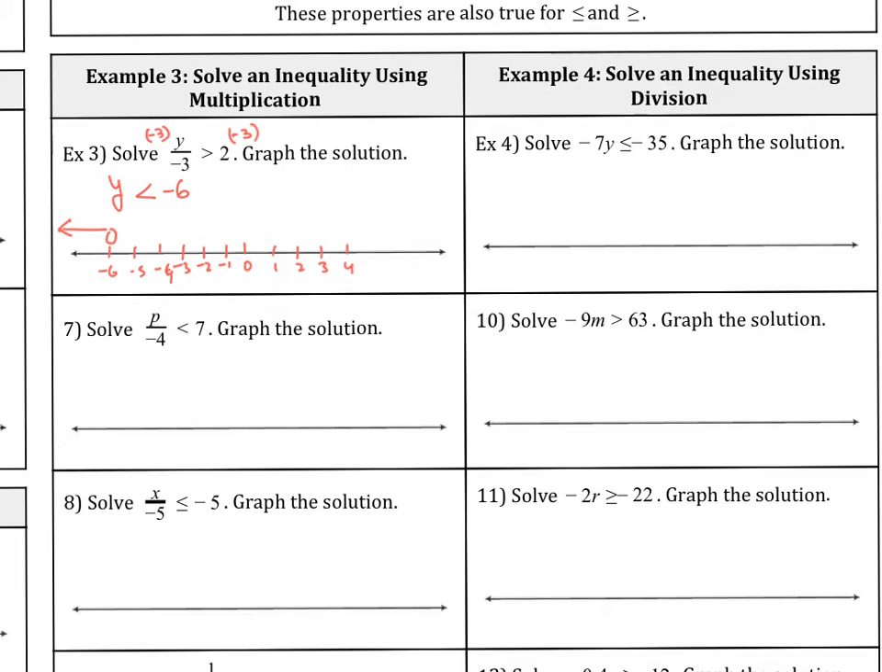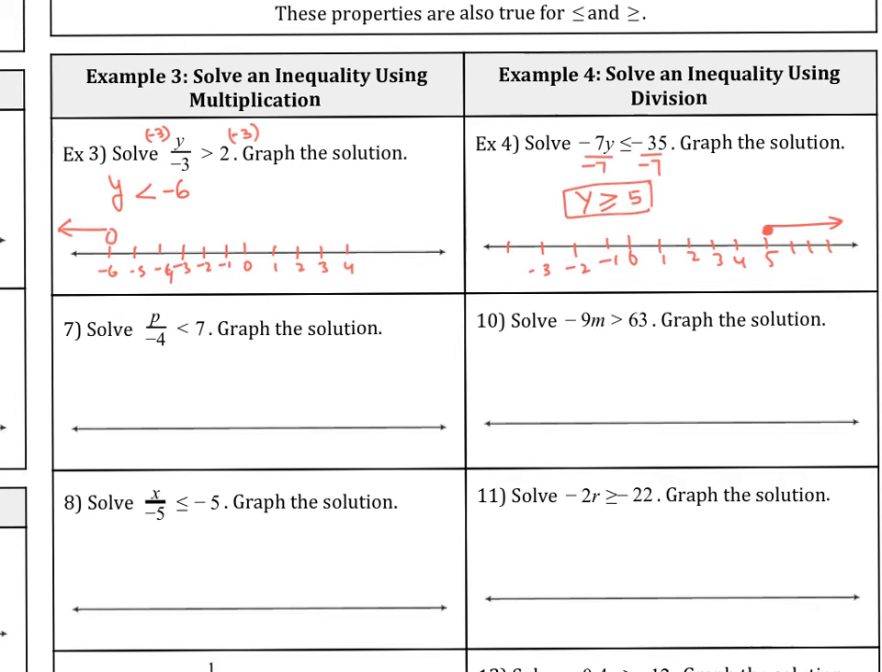To solve the next one, you're going to divide by negative 7 on both sides. When you divide or multiply by a negative, you're going to switch the inequality. So it's going to be y greater than or equal to 5. And now you're going to make a number line 1, 2, 3, 4, 5. On top of 5, you're going to use a closed circle, and it's going to go to the greater side of the number line.